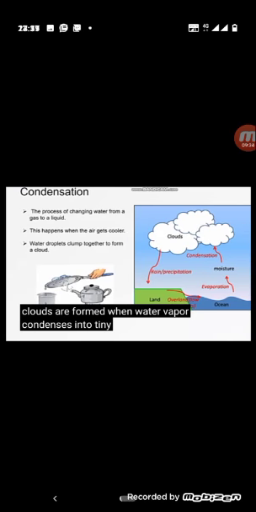Afterwards, I am coming to the condensation. Do you know what is the meaning of condensation? Changing of water vapor into water on cooling is known as condensation. The process of changing water from a gas to a liquid. This happens when the air gets cooler. Water droplets join together to form a cloud.